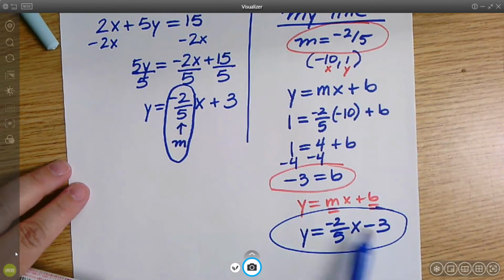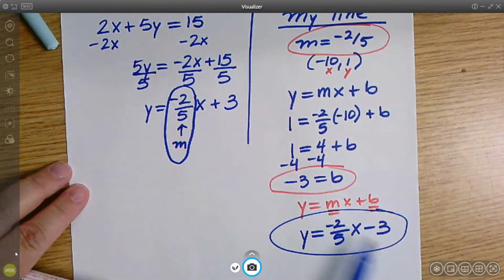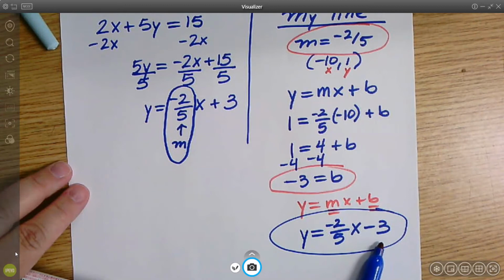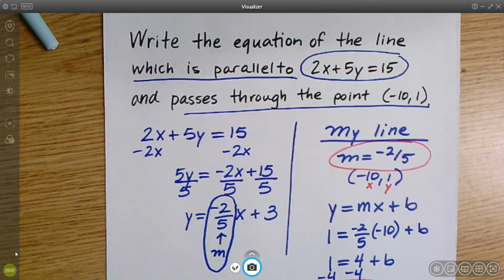Okay, it's a coincidence that these two numbers are opposite. It could have been an 8 here, and I'd still get negative 3. So don't think that there's any connection there. Let's do another one that's similar to that.